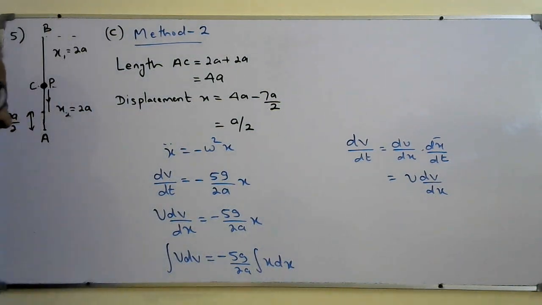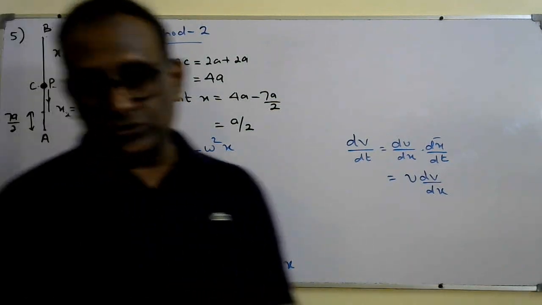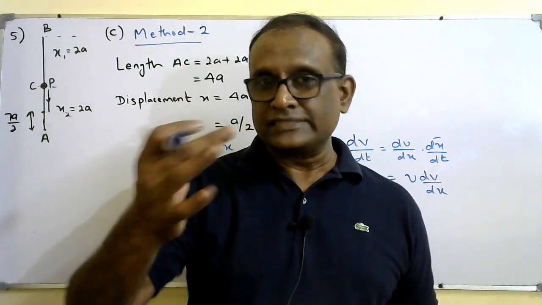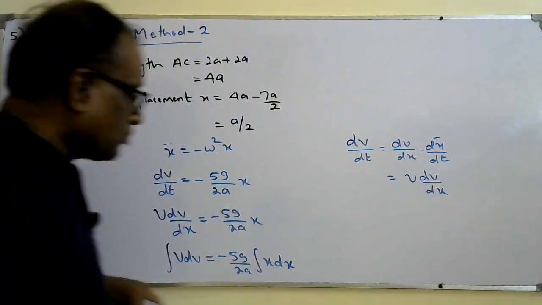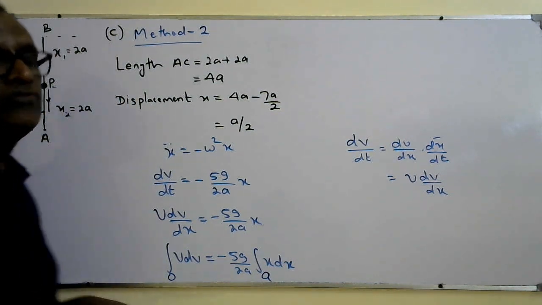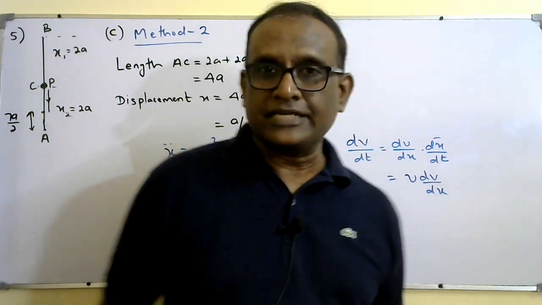Okay, how are you going to put the limit? When x is equal to a, that is the amplitude, when the particle is released from the maximum displacement. So when x equals a, the speed was 0 because it starts to move from rest. So at the extreme positions during simple harmonic motion, speed becomes 0.